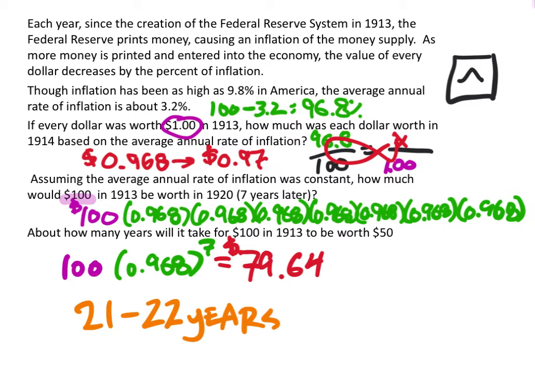So that's one form of percent of change, right? It changes yearly the same amount like this. And of course, is inflation always happening at 3.2%? No, like it says, it's been as high as 9.8%. And since 3.2 is the average, it means that some years it's below that as well, okay?